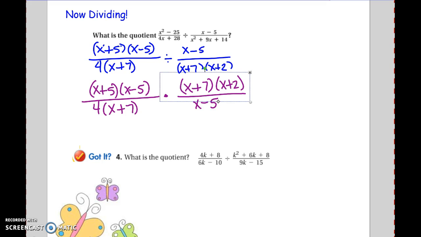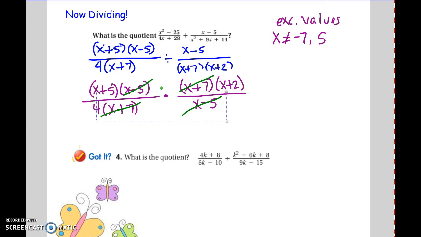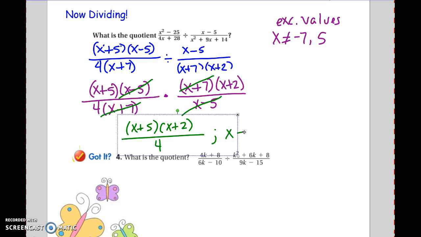Okay, so now I'm going to find my excluded values. I cannot have negative 7 or 5. And then I'm going to go ahead and reduce whatever I can reduce. So I have an x plus 7, I have an x minus 5, and that's it. So I'm left with x plus 5, x plus 2 on the top, and just a 4 on the bottom with my excluded values of negative 7 and 5.